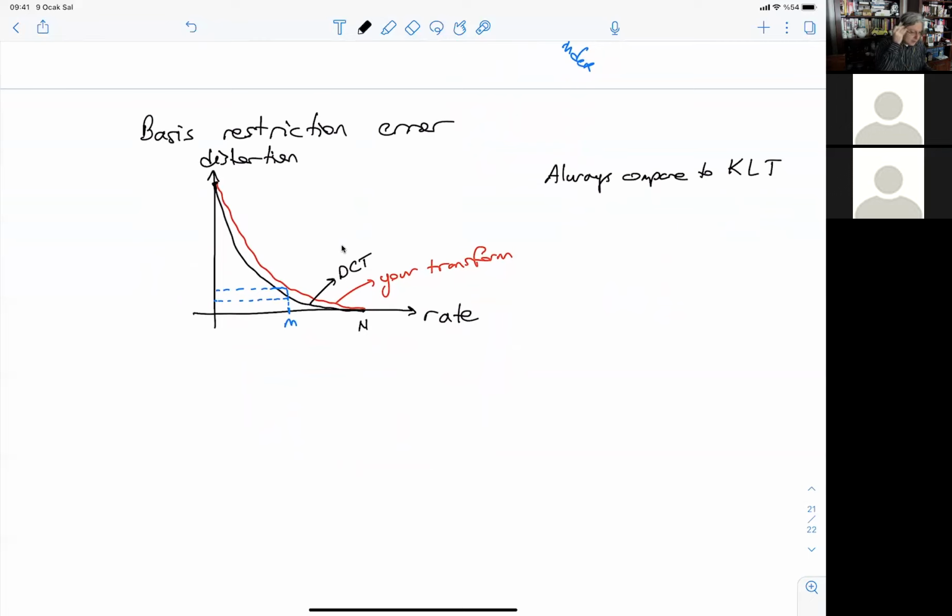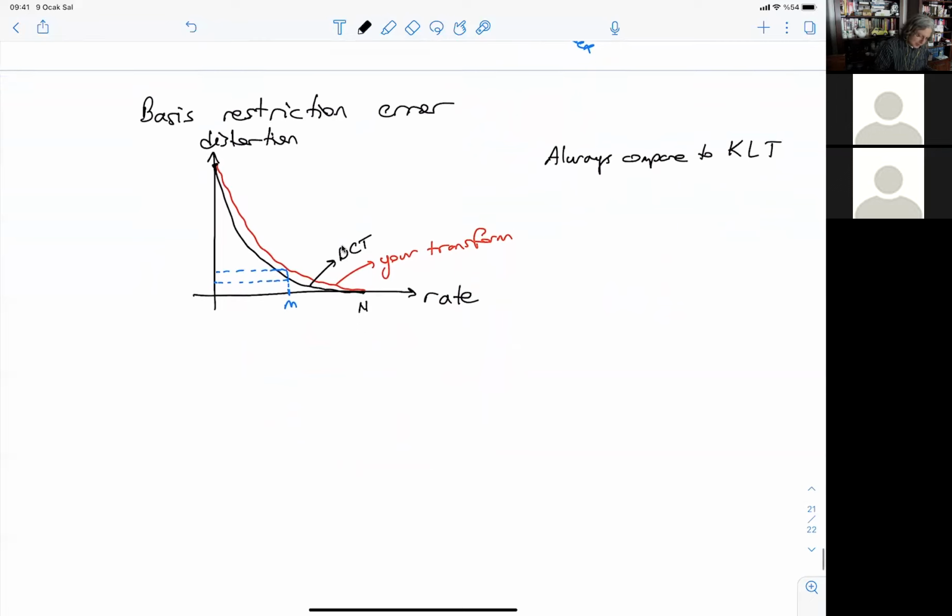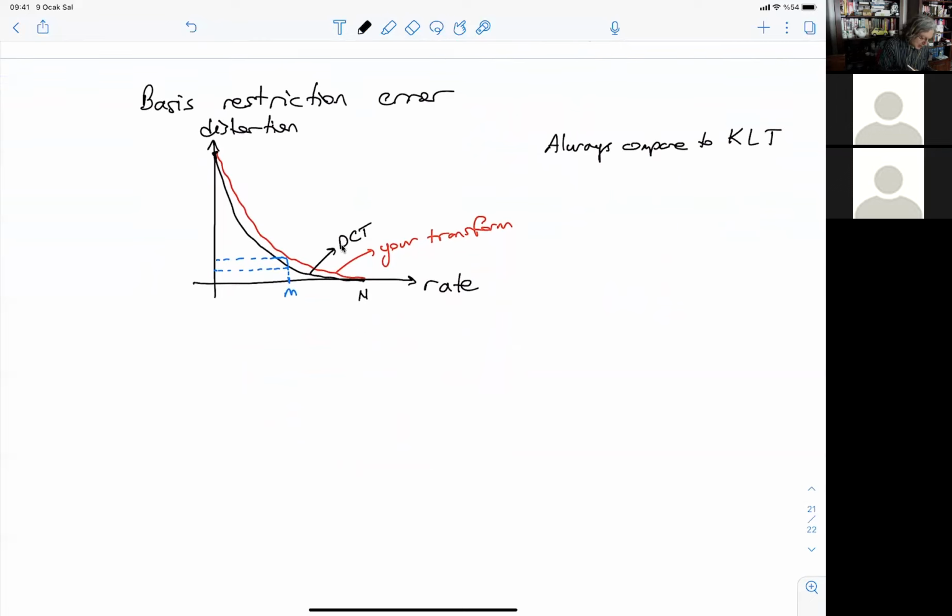But now I will, at this point, talk about another style of bit allocation instead of cropping or chopping off the transform outputs completely. So I will be talking about optimal bit allocation.